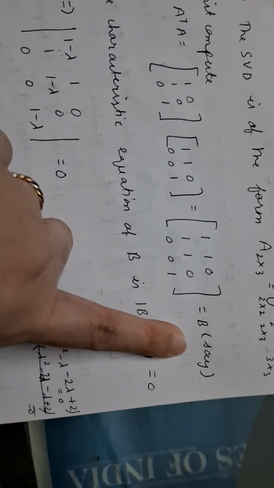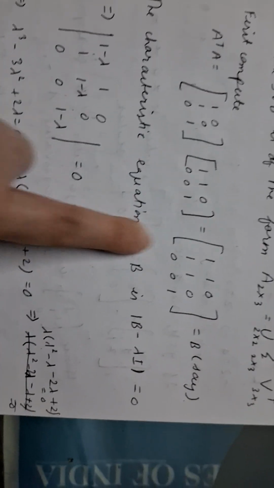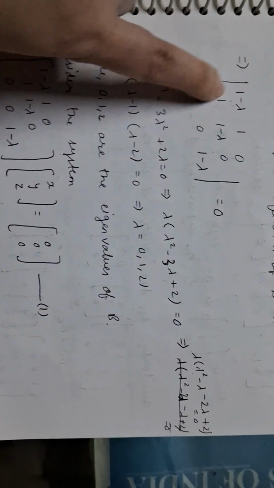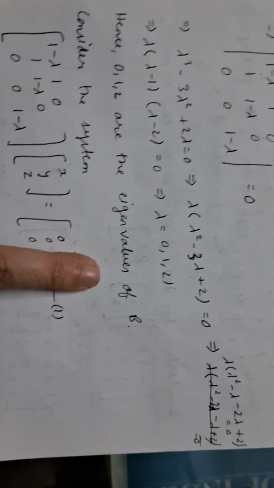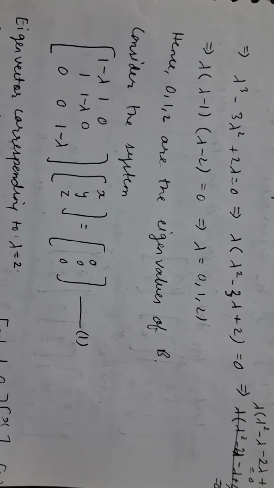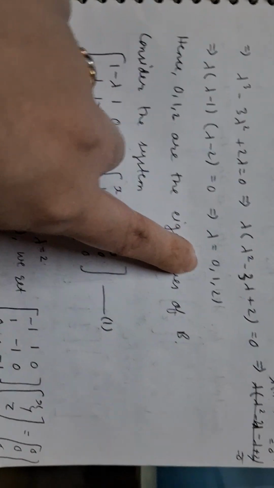So supposing this is equal to B, then the characteristic equation of B is B minus lambda I. So we subtract lambda from this. So this will give us an equation. When we solve this determinant, we come out with an equation, and on solving this equation, we are able to find these values lambda as 0, 1 and 2. So these are the eigenvalues of this matrix B.